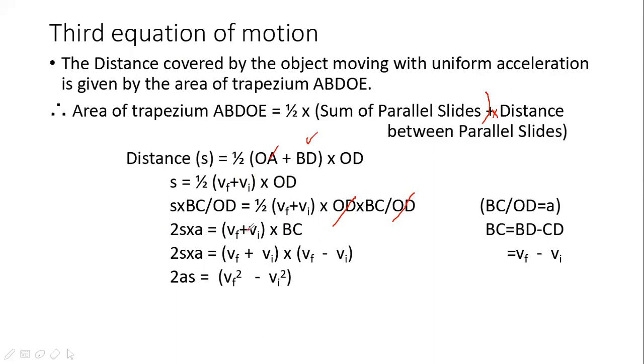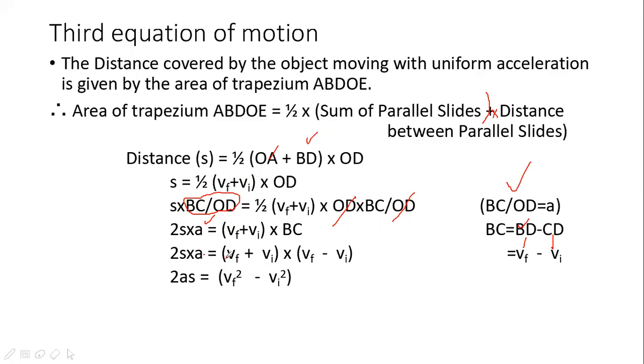So V plus VI cross BC. This ratio will give you the acceleration. It is from the first equation of motion, so it will be written here. It is mentioned that BC divided by OD is equal to A, and BC is equal to BD minus CD. BD is equal to final velocity and CD is equal to initial velocity.